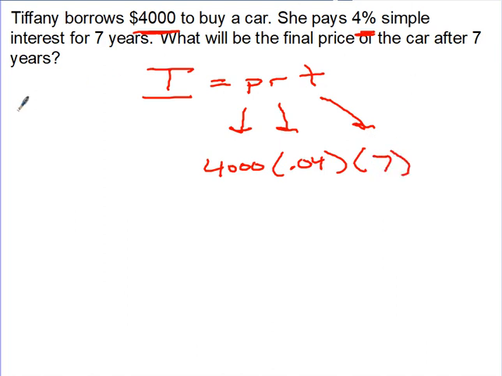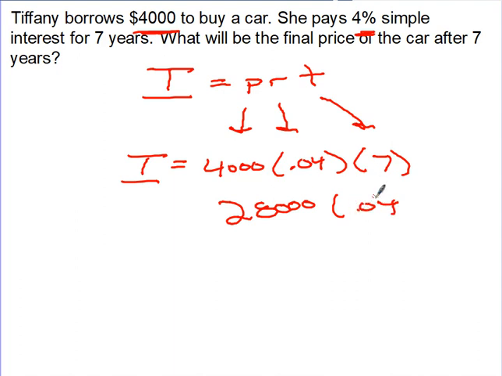What will be the final price of the car after 7 years? So we need to figure out how much total interest she has to pay at this 4% over 7 years. And then what we're going to do is add this amount to the original cost of the car, because that's going to give us the total cost of the car after paying interest as well. So again, we get to multiply in any order we want. What I like to do is take my principal and my time, because those are normally whole numbers I can easily multiply by mental math to get 28,000 times 0.04.